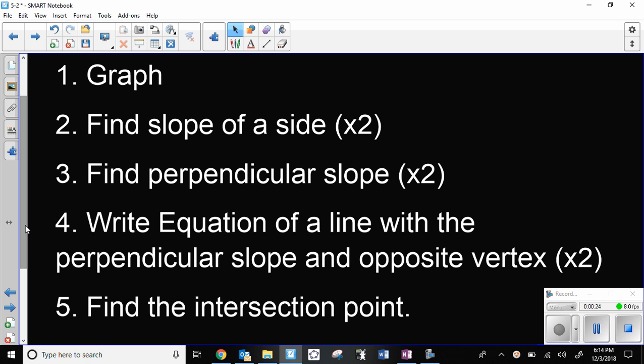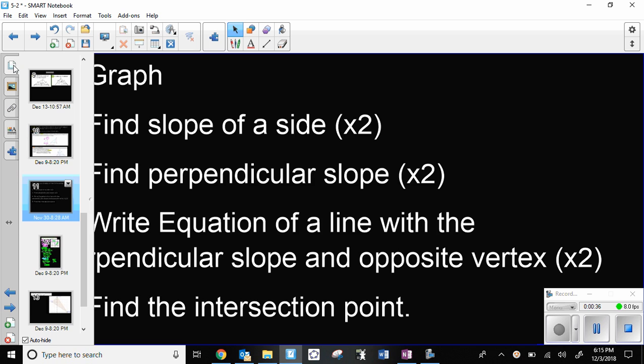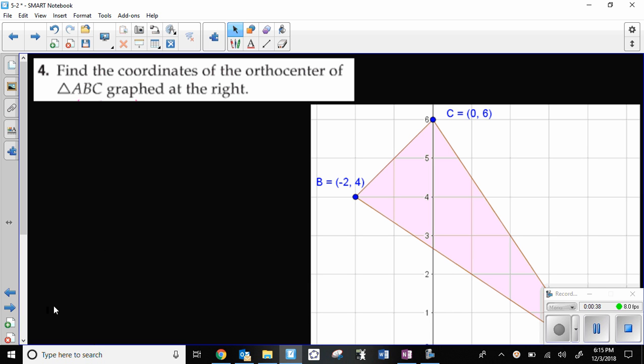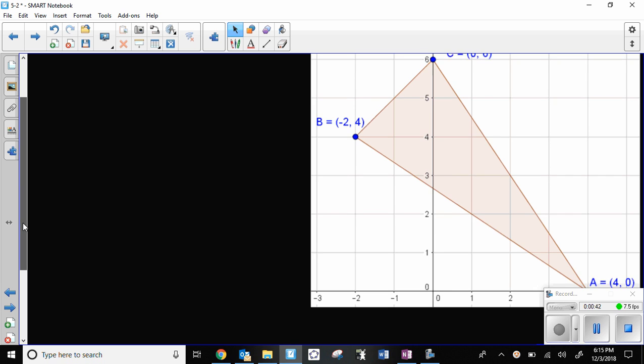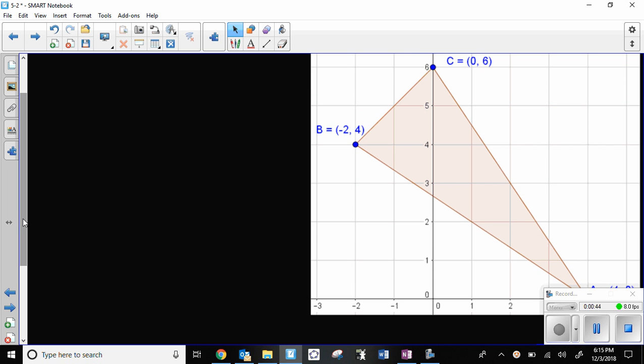Mainly, you're going to have to find the slope of a side, the perpendicular slope, and then write an equation of a line with the perpendicular slope and the opposite vertex. And once you do that twice, you can find the intersection point. So the example that we're going to take a look at is this one right here. I graphed it already to give ourselves a nice picture.